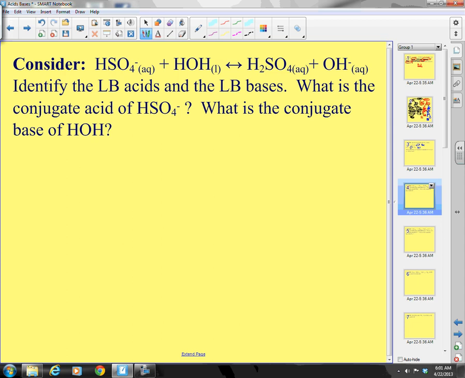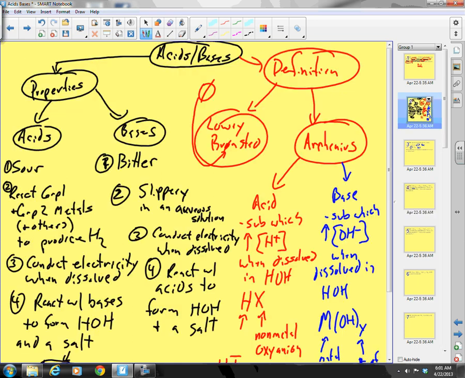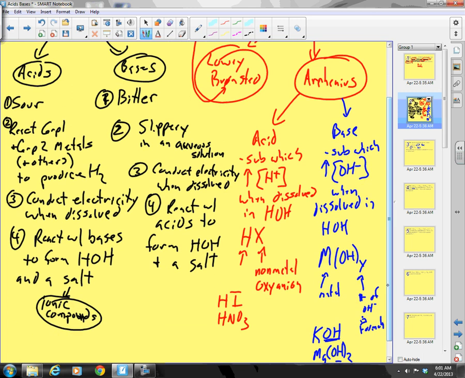Consider this reaction. I have hydrogen sulfate plus water creating dihydrogen sulfate, also known as sulfuric acid, plus hydroxide. Identify the LB acids and the LB bases. Okay, LB. What do you think LB stands for? Well, that's going to be our Lowry Bronsted. So let's bring our talk of Lowry Bronsted down here.